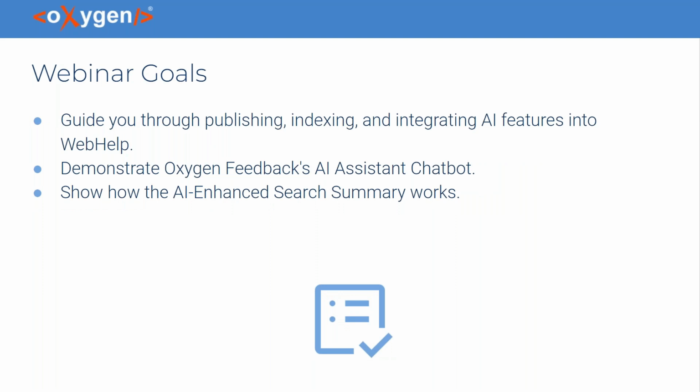Our goal today is to give you a comprehensive look at Oxygen Feedback's AI features, particularly the AI assistant, chat system, and the AI-enhanced search summary. We'll also explore how to publish your documentation using Oxygen Publishing Engine, configure Oxygen Feedback as a search engine, and integrate these AI tools. By the end of the webinar, you'll have all the knowledge you need to enhance your documentation and user engagement.